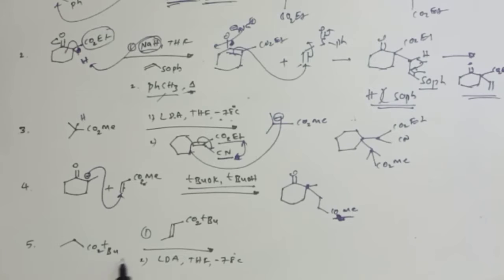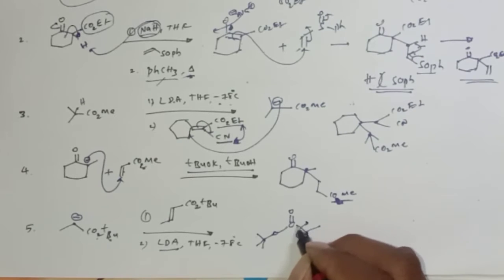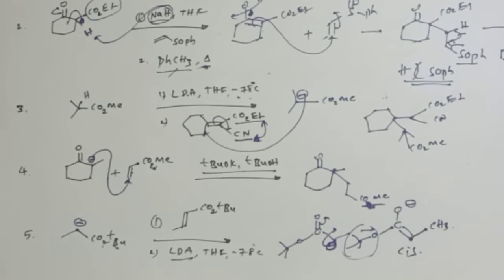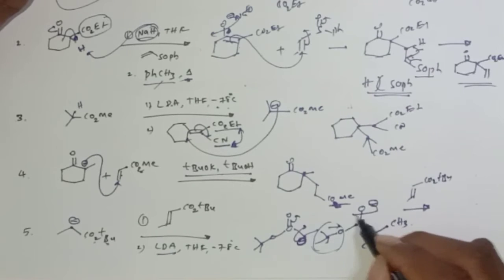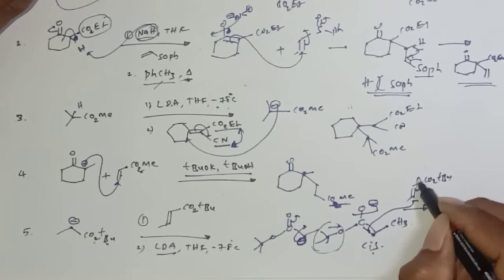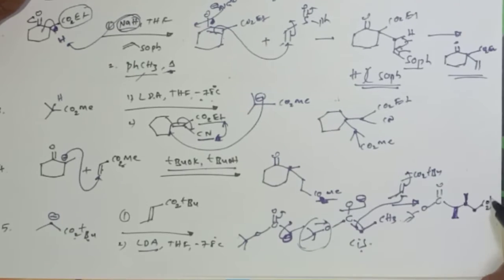And here we have CO2 tert-butyl, and then it is LDA, alpha beta unsaturated ester group we have. Then it is a Michael addition reaction. If the LDA attacks this hydrogen and gets negative charge, right? And what happened, whether it is cis or trans, this negative charge participates in the resonance, this is called cis enol. Cis enol participates with the alpha beta unsaturated and gets a cis product only. Then this carbon attacks this alpha beta unsaturated tert-butyl. So this is the final product.